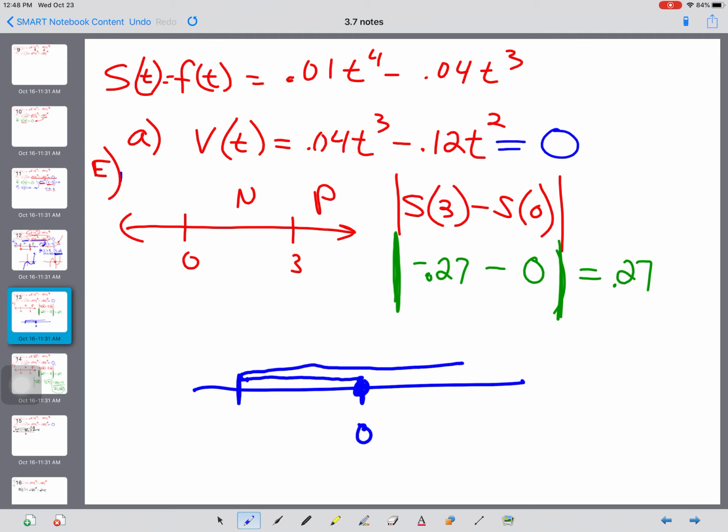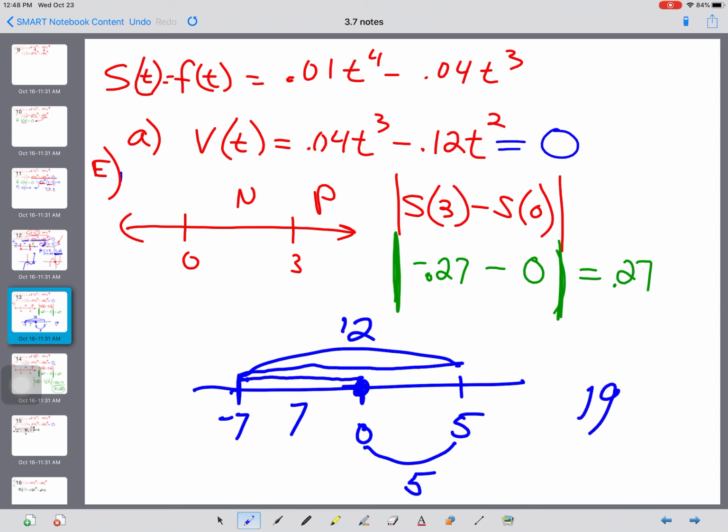So if I want to figure out how far I've traveled, I'm going to make up some numbers real quickly just to kind of help you understand. Let's say this is down to -7, and up here is 5. So how far did this object travel? Well, it started at 0 and ended at 5, but it traveled more than 5 because it went from 0 to -7, it went 7 units. And then from -7 to 5, it went 12 units. So total, this object would have traveled 19 units.